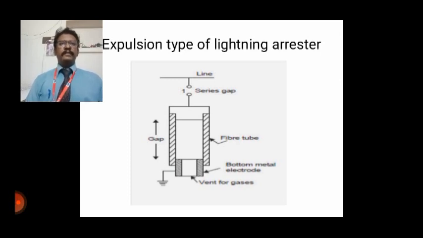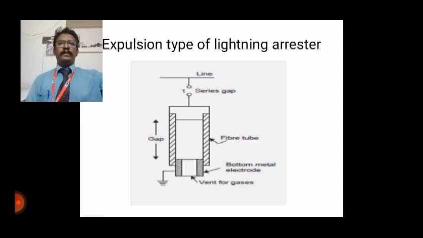Next, you have spark gaps. Then inside the tube you have an open vent at the lower end for the gases to be expelled. You have at the bottom that provision to expel the gases. It is desired that the breakdown voltage of that particular tube must be lower than the insulation for which it is to be used. You can see here this kind of expulsion type; nowadays the rod gap is completely replaced by the expulsion type only.